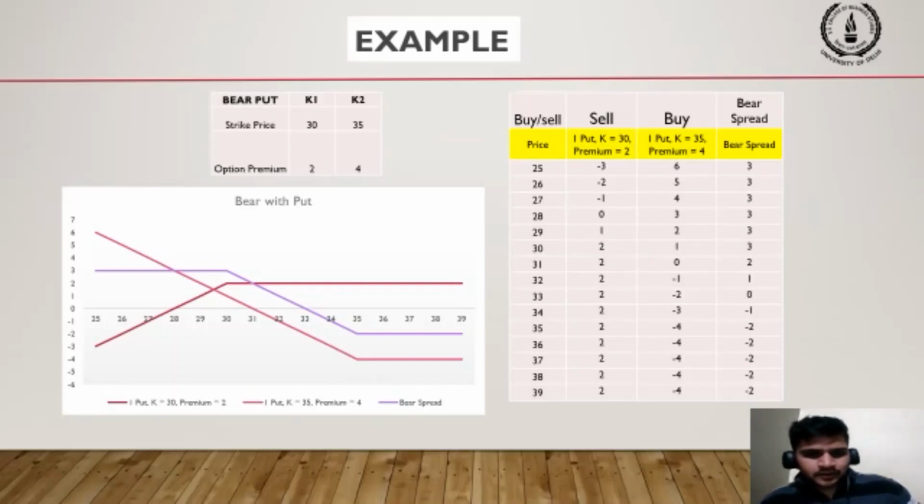So whenever, in my opinion, an investor is thinking that the price of the stock is a bit uncertain and it's expected to decline, then they can exercise bear with put. That is my recommendation. Yeah, we can move forward now.